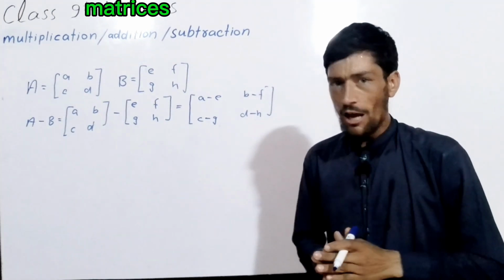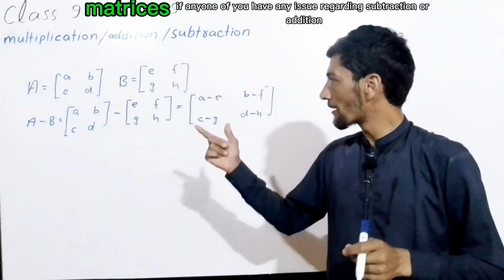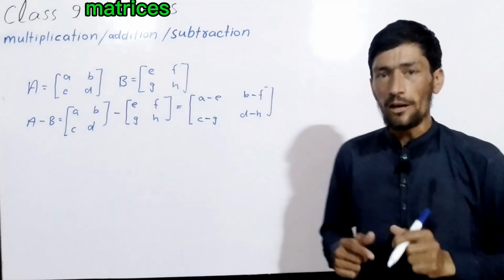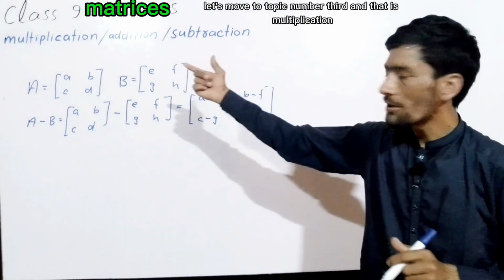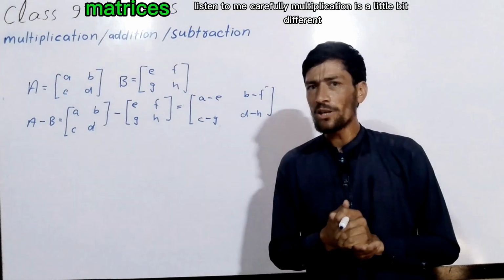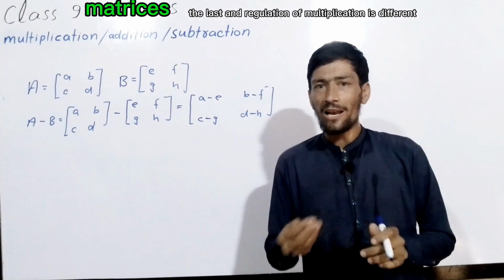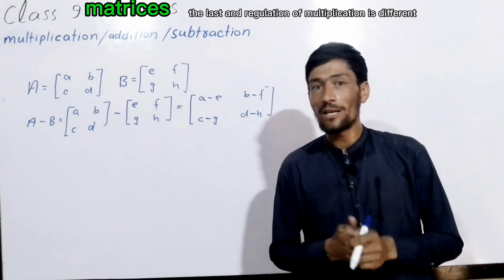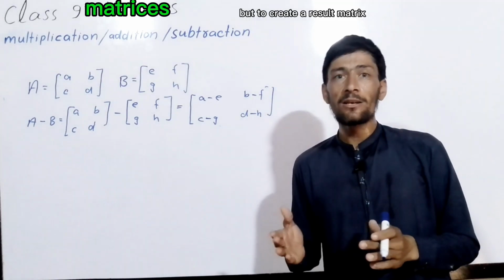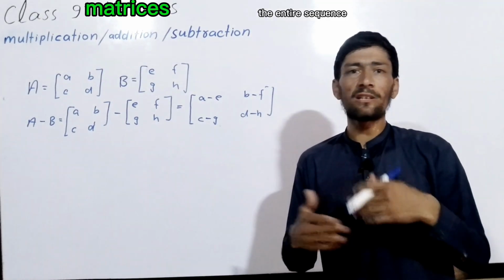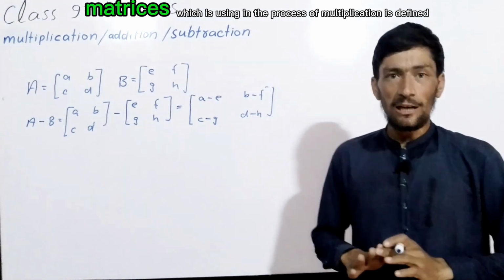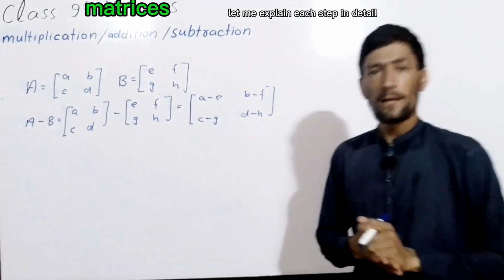It is easy. If any one of you has any issue regarding subtraction or addition, you can ask in the comment section. Let's move to topic number 3, and that is multiplication. Listen to me carefully. Multiplication is a little bit different. The laws and rules of multiplication are different, and the sequence used to create a result matrix in the process of multiplication is different. Let me explain each step in detail.